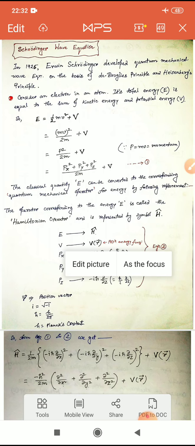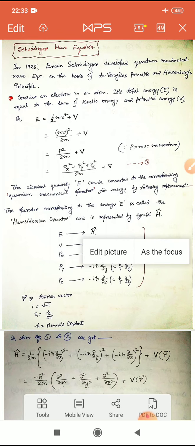Because the solution of the Schrödinger equation for a particular system or particular problem provides a solution, and that solution becomes the wave function, and from that wave function we can say lots of things about the system or about the problem which we consider for our study.